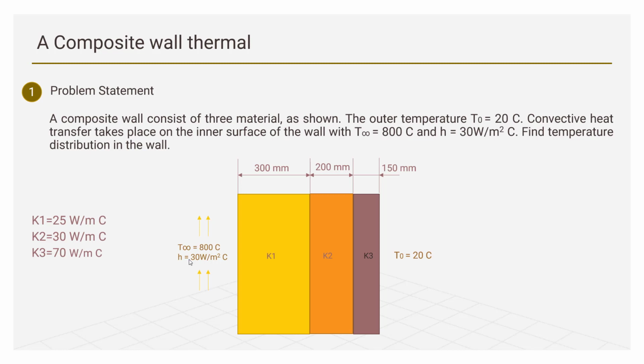We have to find the temperature distribution across the wall, right? And the K1, K2, K3 values are given. The thicknesses are 300 mm, 200 mm and 150 mm respectively.